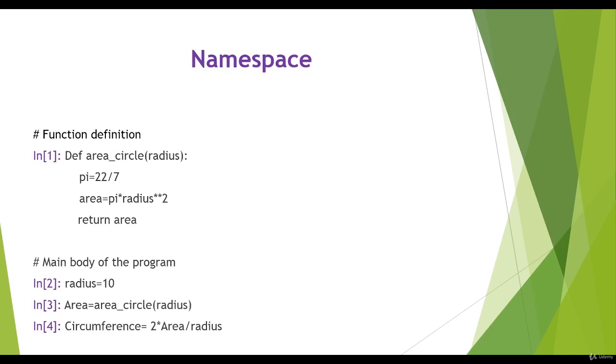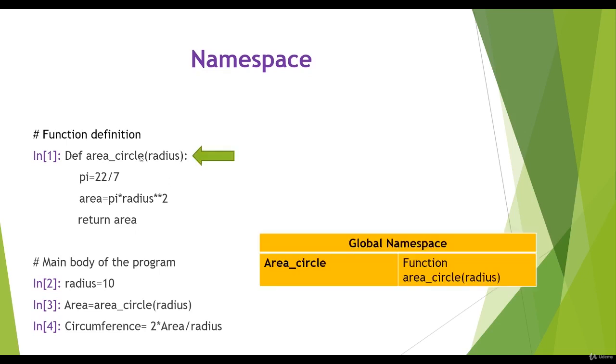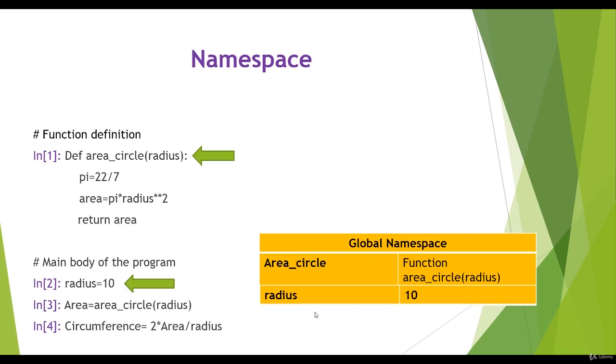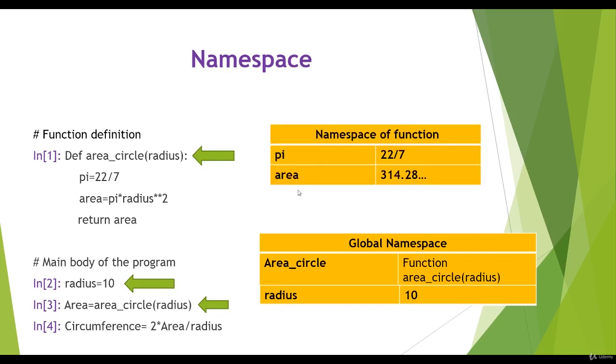Now when these codes are run, when it reaches the first line, a global namespace of the function name is created. Then these lines are ignored until you call the function, and then when it comes to this line, a global namespace of radius with value 10 is created. Then when it reaches the next line, the function is invoked or called. And when the function is called, a function namespace with the variables pi and area is created.